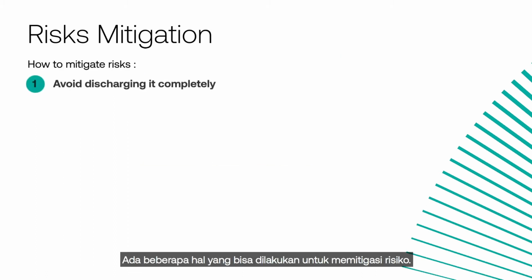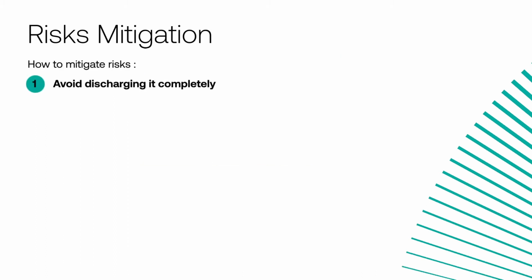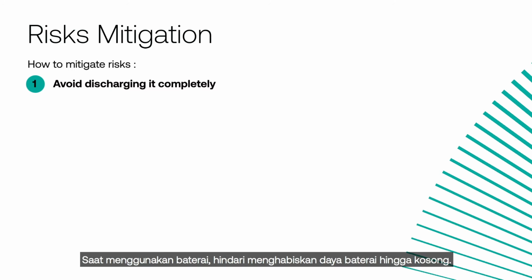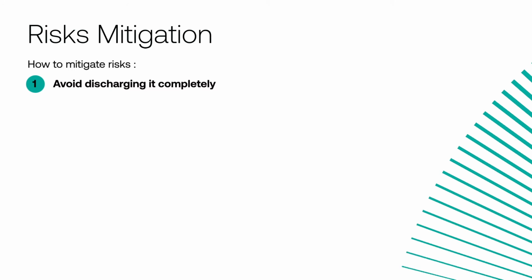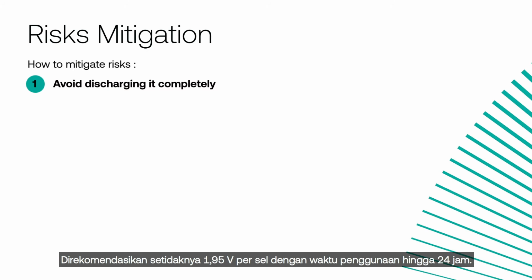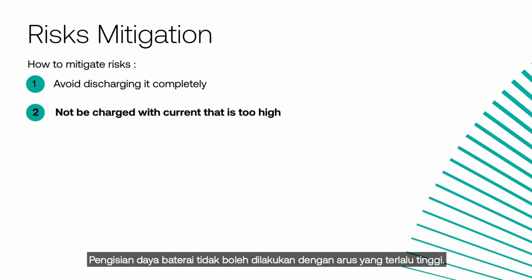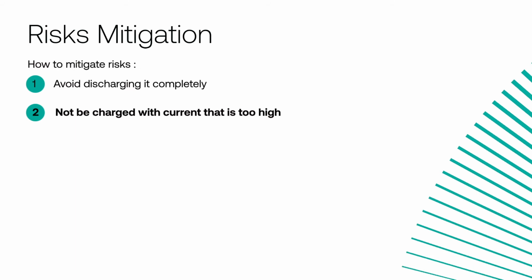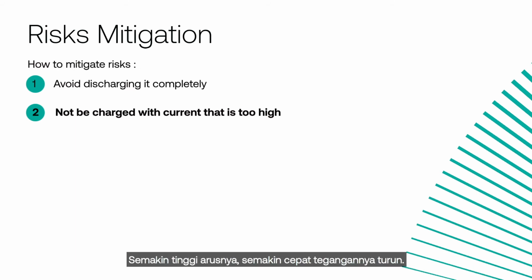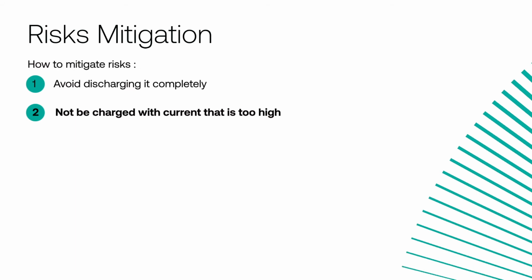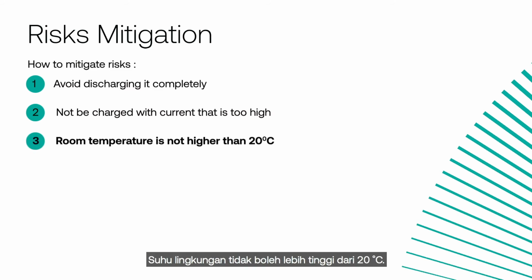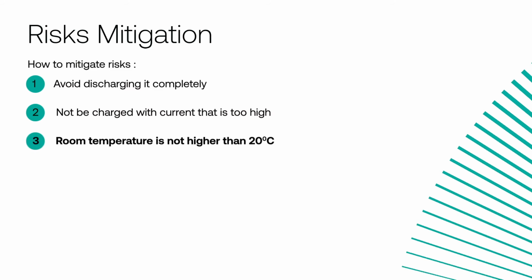There are several things that can be done to mitigate risk. When using the battery, avoid discharging it completely. It is recommended that at least 1.95 volts per cell with a usage time up to 24 hours. Battery should not be charged with current that is too high. The higher the current, the faster the voltage decreases. Ambient temperature should not be higher than 20 degrees Celsius.